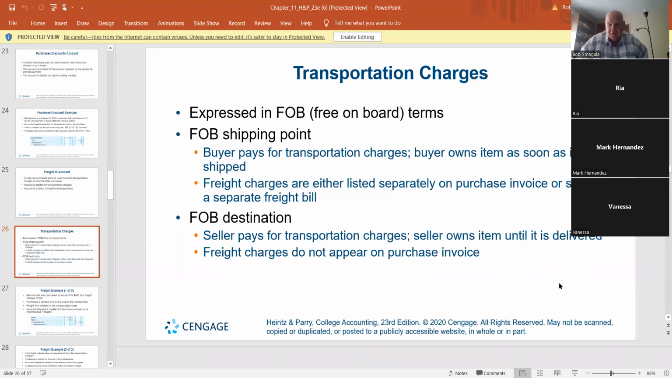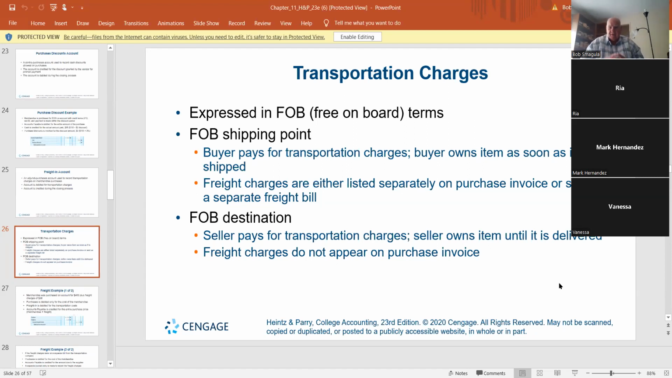FOB destination is the opposite. The title does not change until the purchaser receives the goods, okay? Therefore, you as the shipper, you own it until I get it. So any expenses incurred in that shipment must be paid by the seller. You're gonna pay the freight. If there's a problem with insurance, you're gonna pay it. If the goods are damaged for some reason, you're gonna pay it, okay?